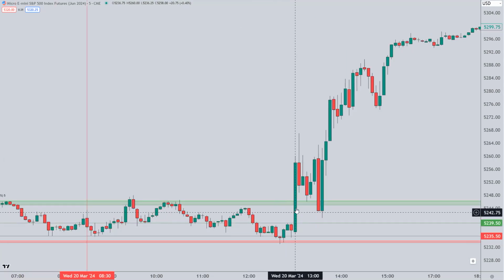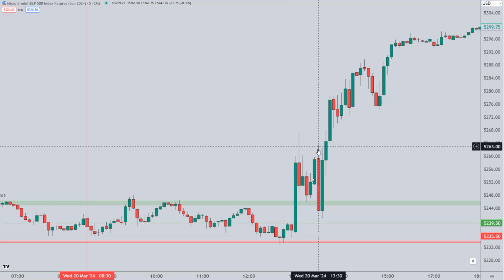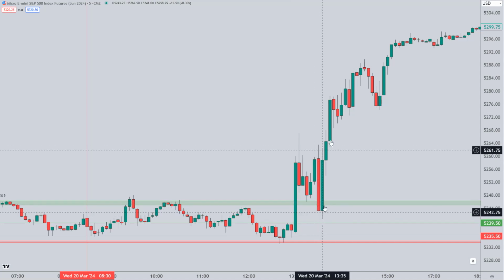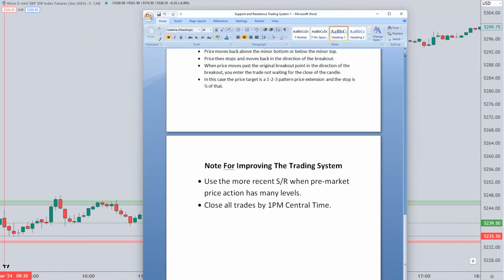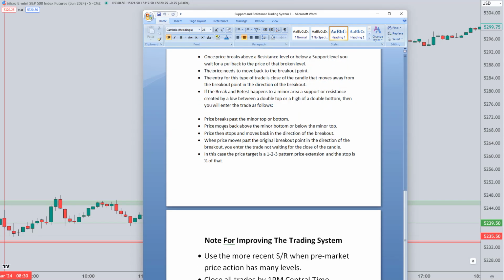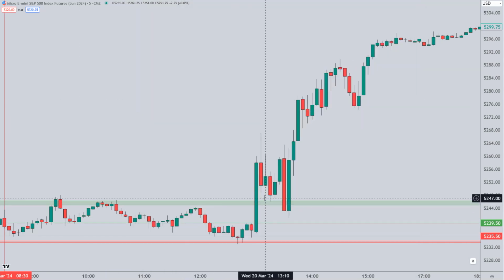So we have the market breaks far above major resistance right here, comes back down, touches it right here, and then moves back up, actually moves down a little bit further, and then eventually moves in the direction of the profit. So let's look at this. Our rules tell us once price breaks above resistance level and below support level, you wait for a pullback to the broken level. We got the pullback to the broken level right there. Just touched it.